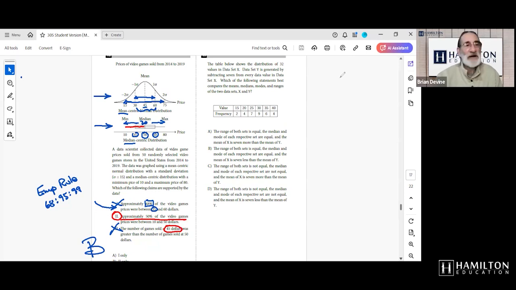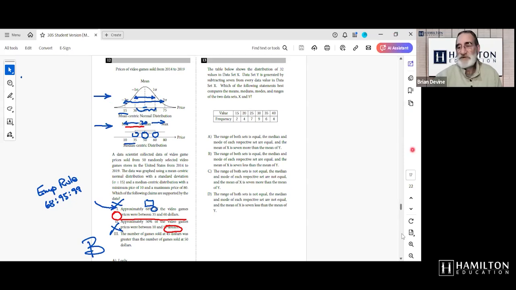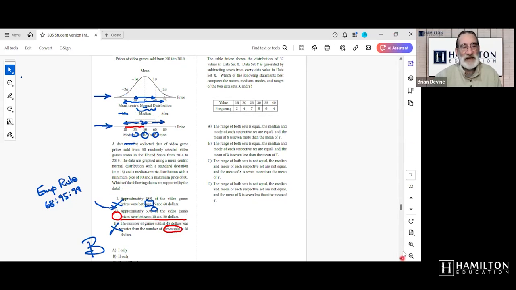I couldn't squeeze it in there. Let me see if I can shuffle it up a little bit. Sorry. Whoops, other way. See it down there?